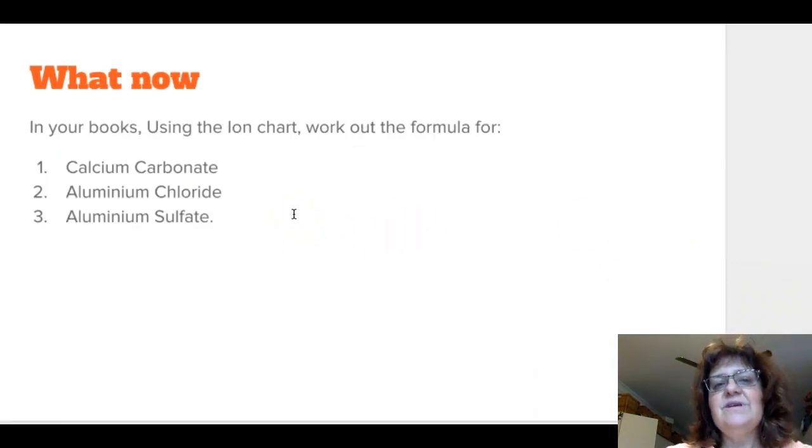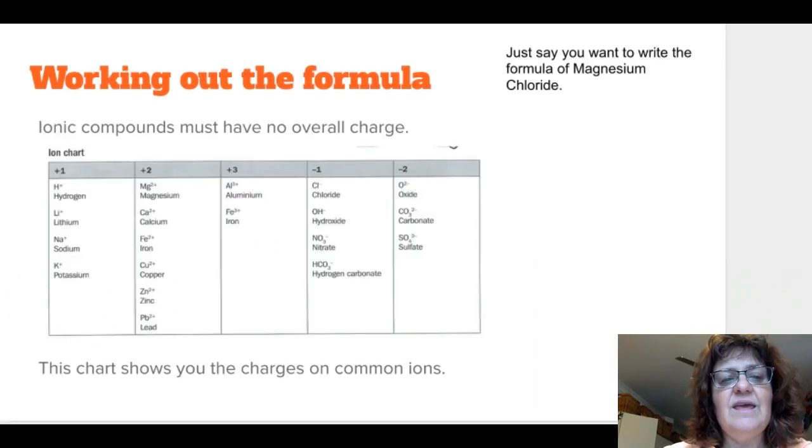In your books, can you write the heading, ionic bonding, and can you have a go at writing the formula for calcium carbonate, aluminium chloride, and aluminium sulfate? Make sure that you use the ion chart when you're doing that.